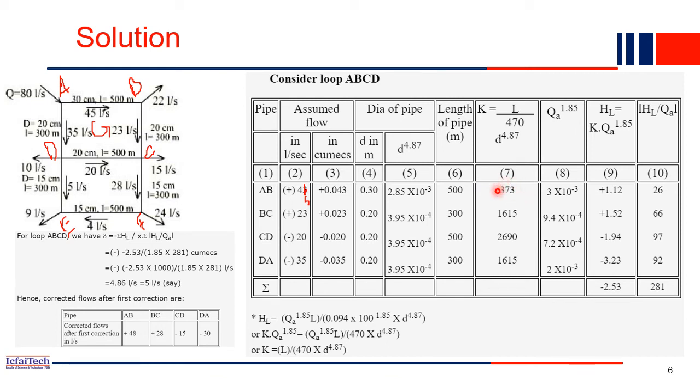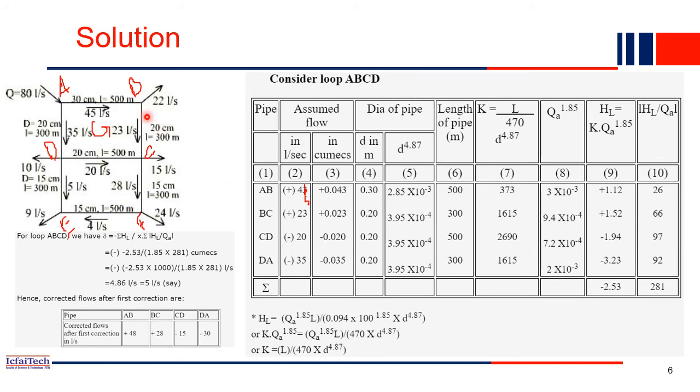So now once you know the k value, then compute what is Q^1.85. That you can also easily compute. Now HL, head loss, will be k into Q^1.85. The k value is already computed, and Q we already assumed, right? 45 to the power of 1.85 will be this value. Just substitute all the values in HL, and you will get 1.12 as the head loss for the first loop, the AB segment. Okay, so if you substitute all these values in this expression, you will get this 26. So the first expression is over.